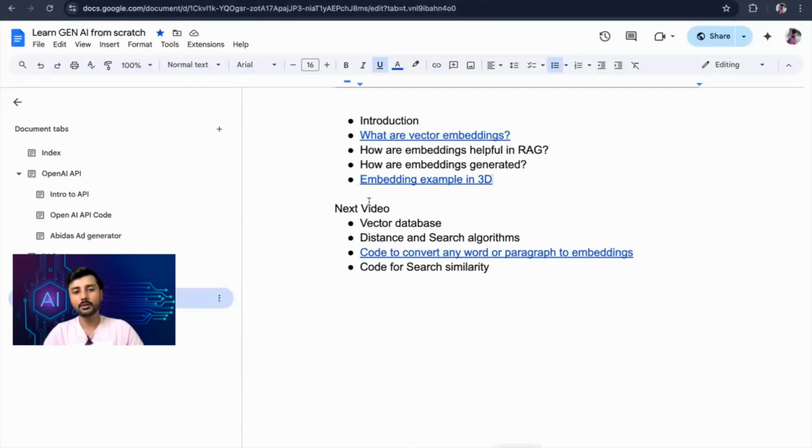In the next video, we'll learn about vector databases, and we'll look at different types of distances between vectors and different types of search algorithms that we have. And then we'll also use code to convert a paragraph, or a sentence or a word, into embeddings, and we'll find which two words are closer to each other using the cosine similarity search algorithm. So all these things we'll do in the next session.